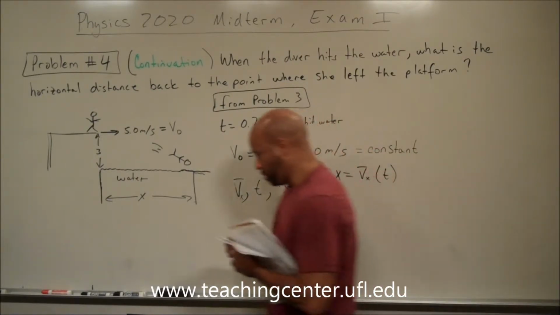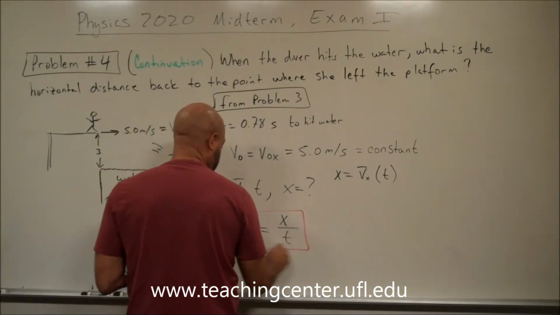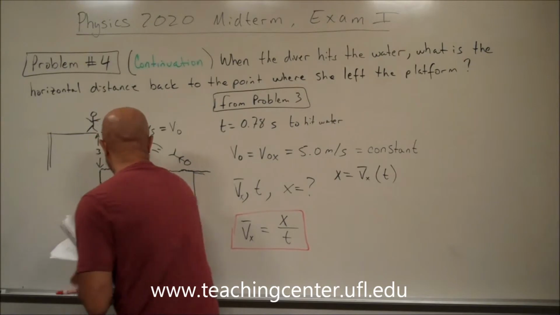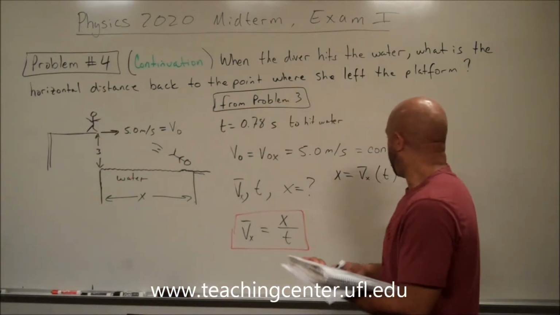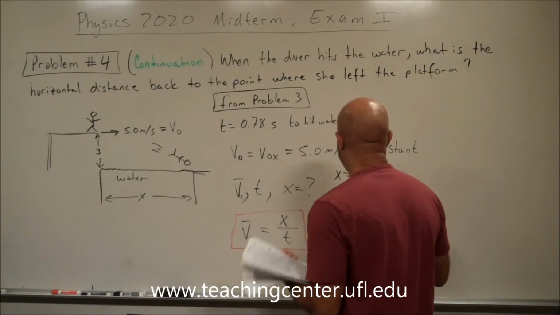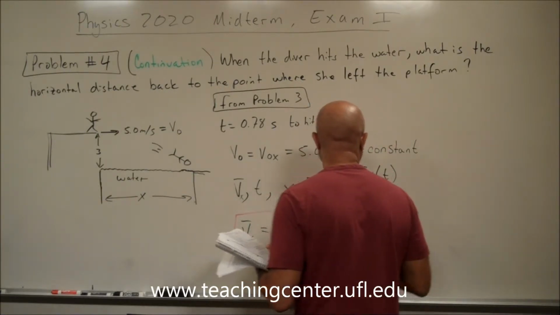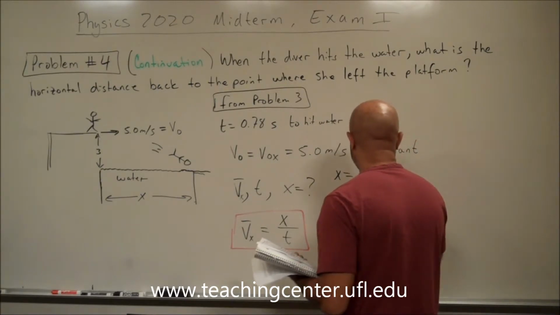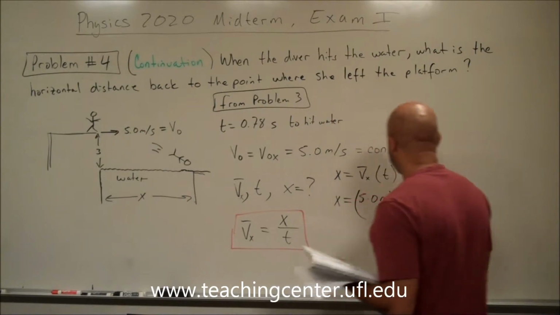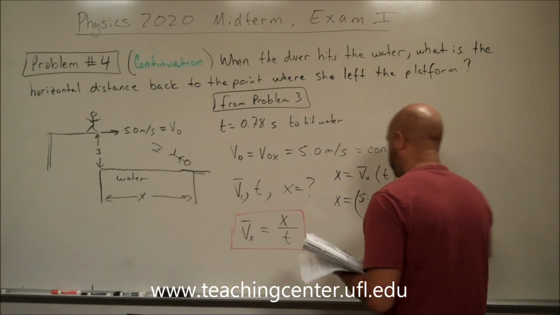This is the formula that we choose from the formula sheet. And we can now calculate by doing direct substitution. Our distance is our velocity, which is 5.0 meters per second, times the time, which is 0.78 seconds.